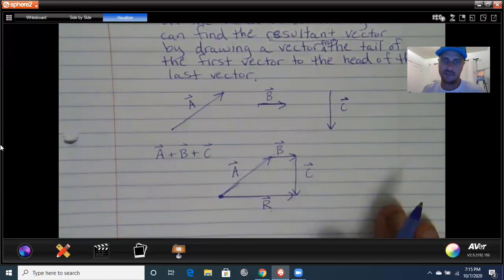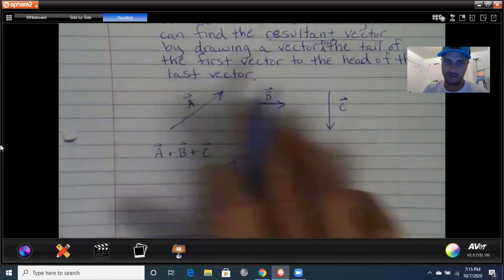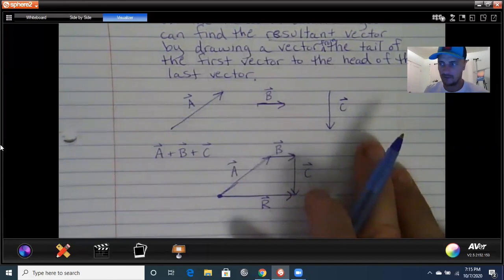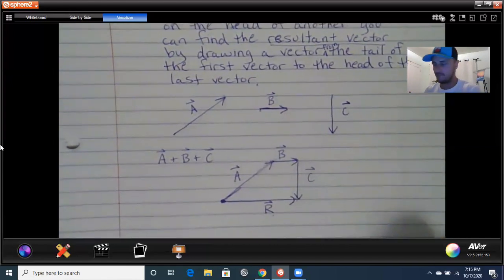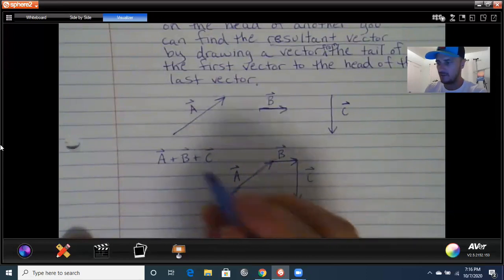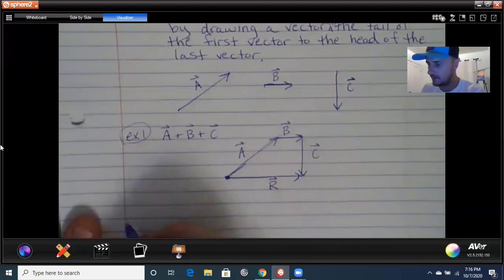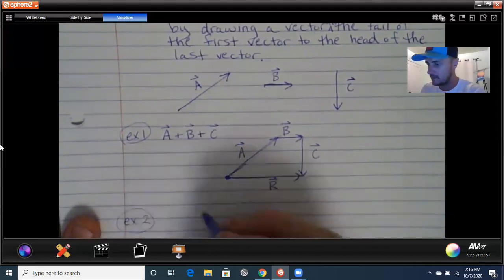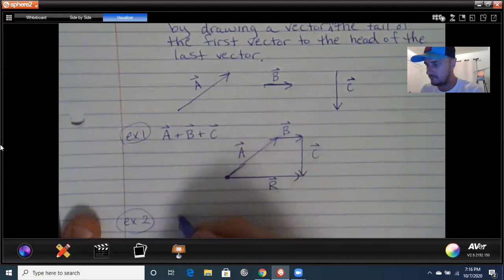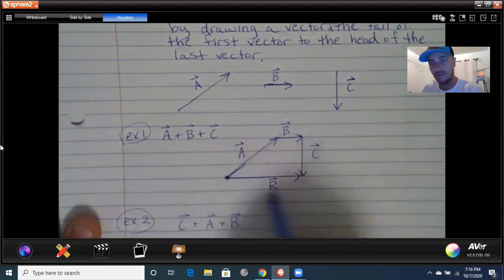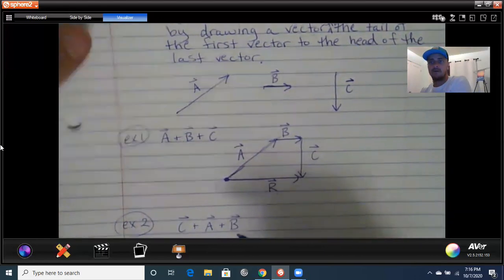Now the next question is this: could I have added these vectors visually in different ways? Yes, we could have. So here I did A plus B plus C, and I'll call that example 1. Let's look at example 2. What if I looked at C plus A plus B? Could I have done it that way and still arrived at the same answer? Let's find out.